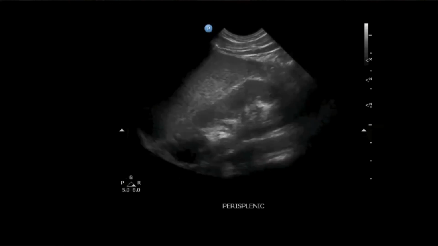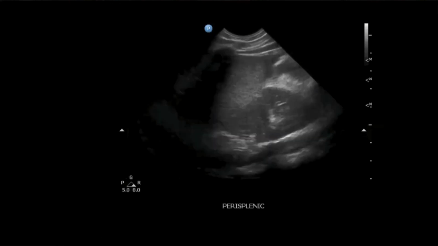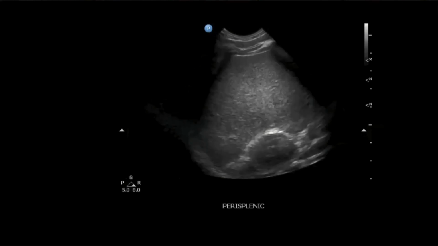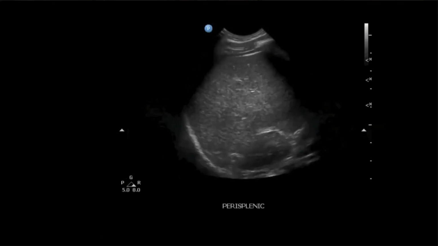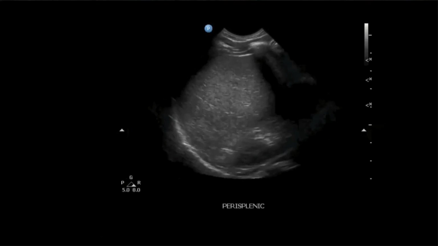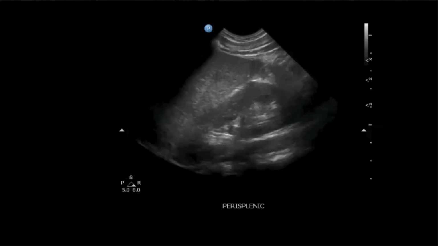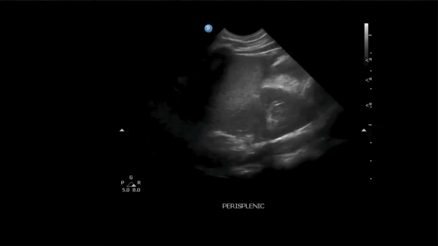What do you think? Just eyeballing it. Is anybody out there? It's big. Yeah, so it's a big spleen. But how do we know what big is and how do we measure it?